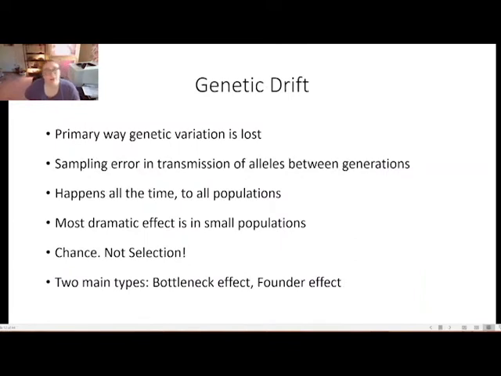So finally, we are at genetic drift. And we're going to spend quite a while talking about genetic drift and types of genetic drift. So this is the primary way that genetic variation is completely lost. It's a sampling error in the transmission of alleles between generations. And a sampling error pretty much means how likely is it that we will have the same proportions of alleles from one generation to the next generation.